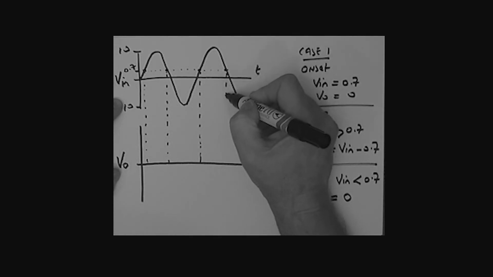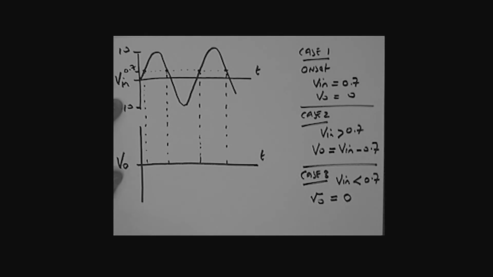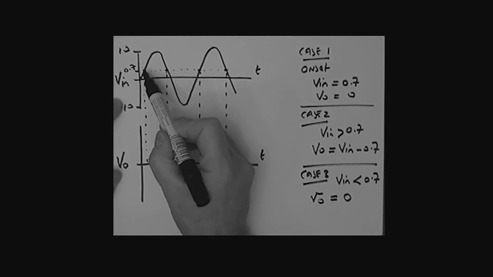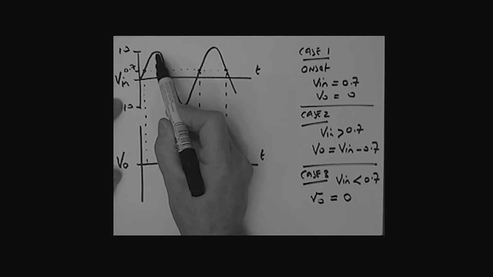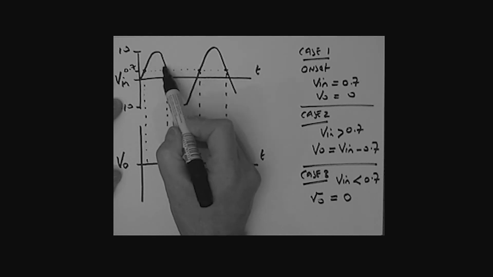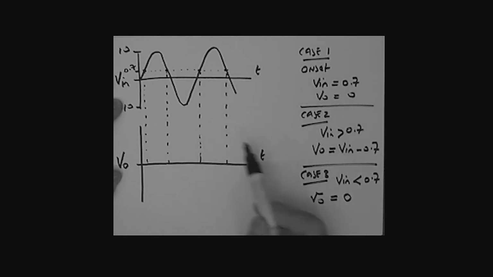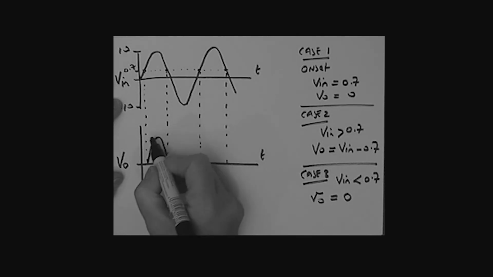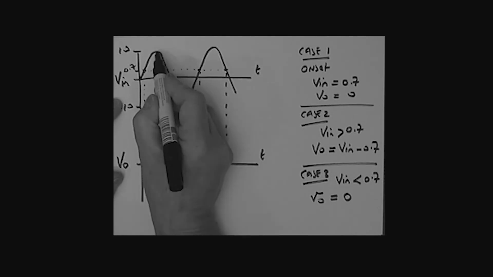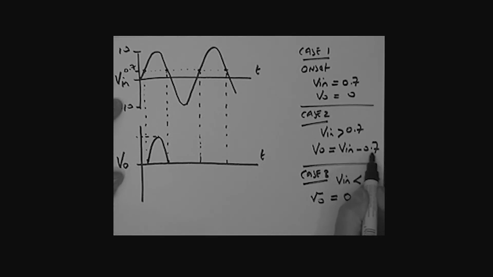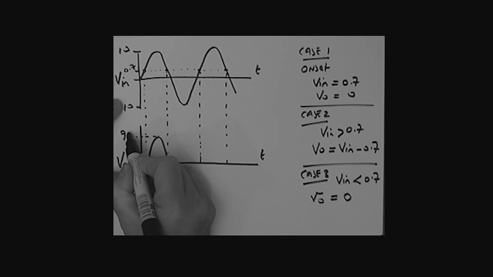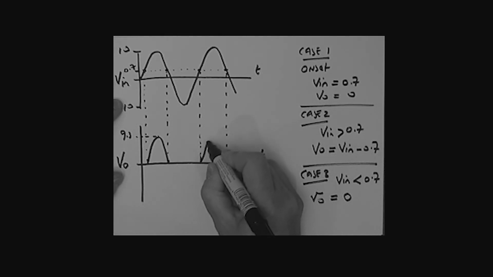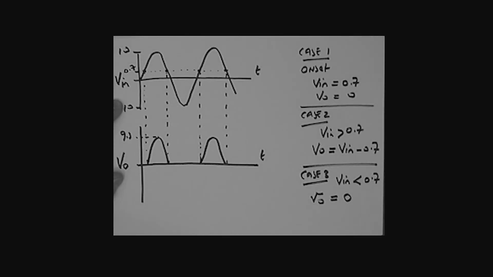And like so, and like so. So what are we saying here? When V in is greater than 0.7, that's in this region right here, and this region right here, what is the output voltage? The output voltage is the same as the input minus 0.7. So what we're seeing is an output voltage that looks like this. It doesn't reach a peak of 10, it reaches 10 minus 0.7, which is 9.3. And so we see peaks looking like that.